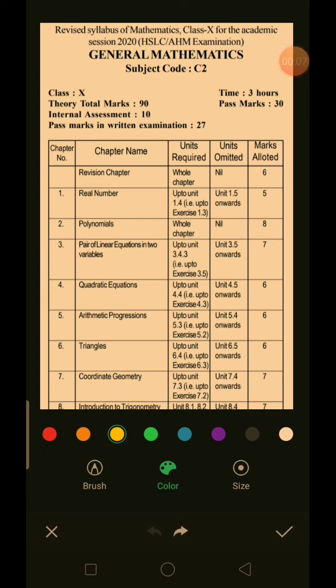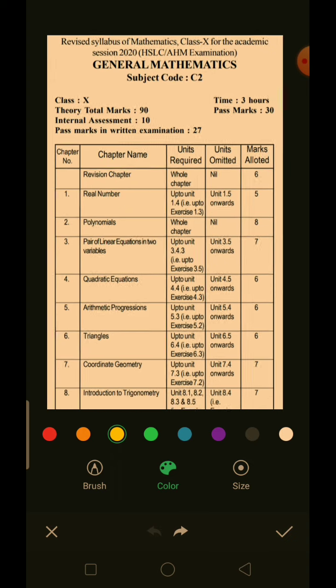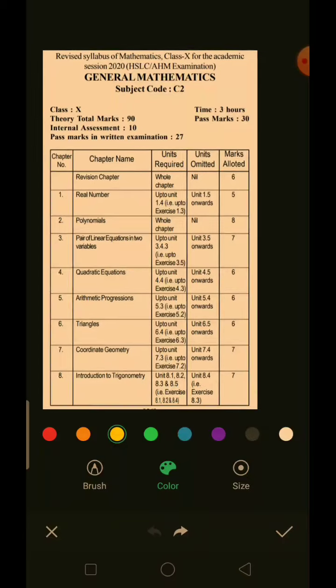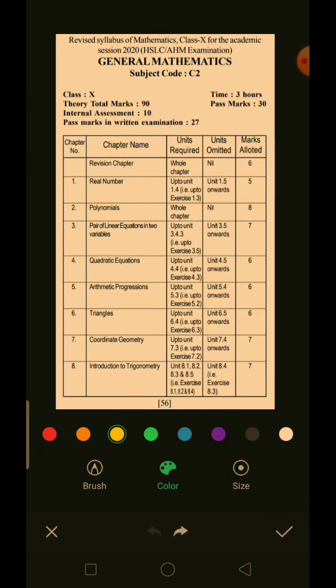I'm speaking on the revised syllabus of mathematics for class 10 for the academic session of 2020. That would be for your general mathematics HSLC examination. Here you will see that your units have been revised but not completely left out. You would have only one unit which is left out, that you will know in a while, and you will see that everything remains the same.